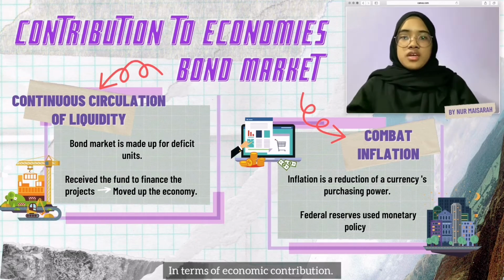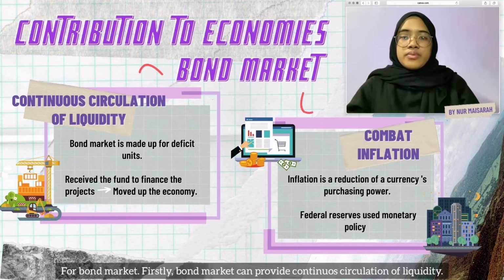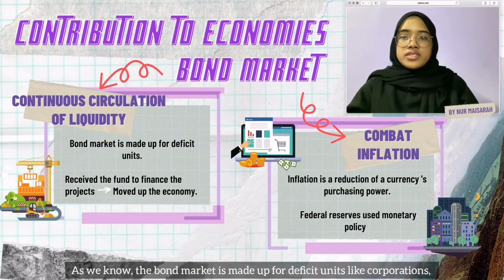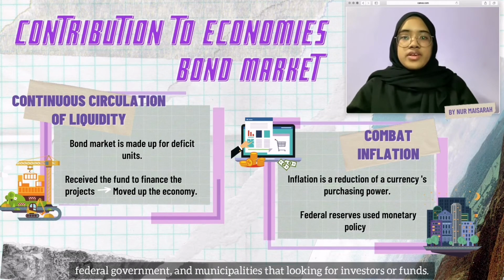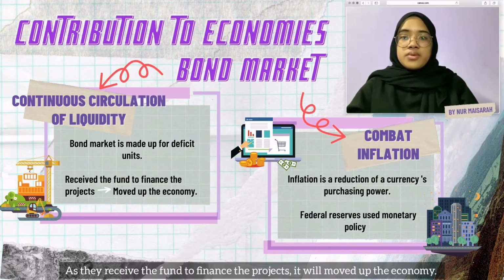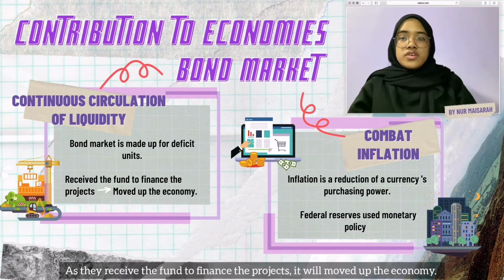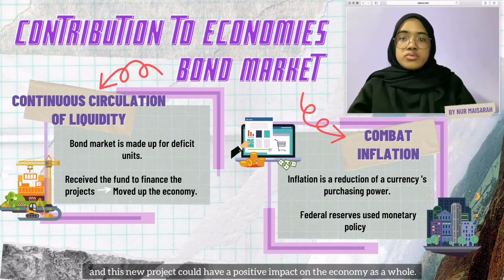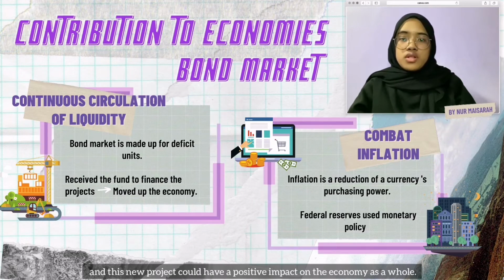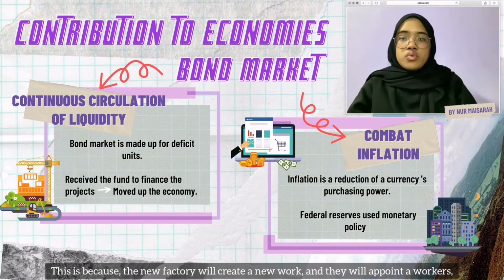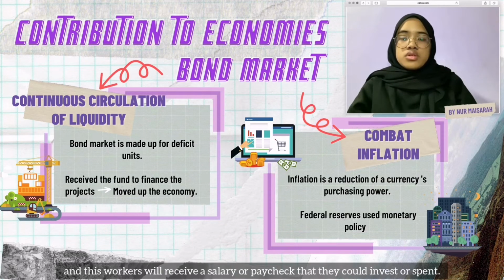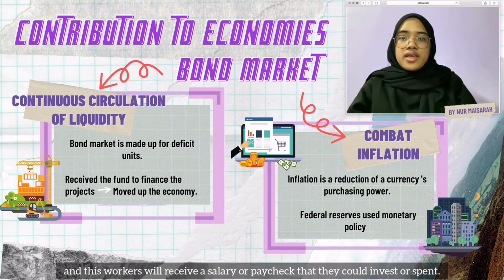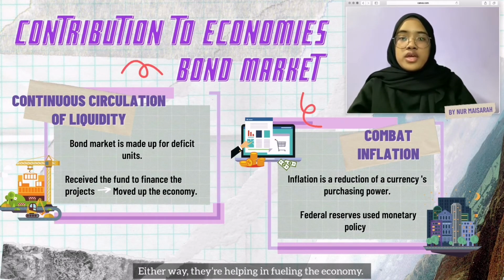In terms of economic contribution of the bond market, firstly, the bond market can provide continuous circulation of liquidity. As we know, the bond market is made up of deficit units like corporations, the federal government, and municipalities that are looking for investors or funds. As they receive funds to finance their projects, it will move up the economy. For example, a firm uses funds to finance a factory that will produce a new product, and this new project could have a positive impact on the economy as a whole. This is because the new factory will create new jobs, and they will appoint workers, and these workers will receive a salary or paycheck that they could invest or spend. Either way, they are helping in fueling the economy.